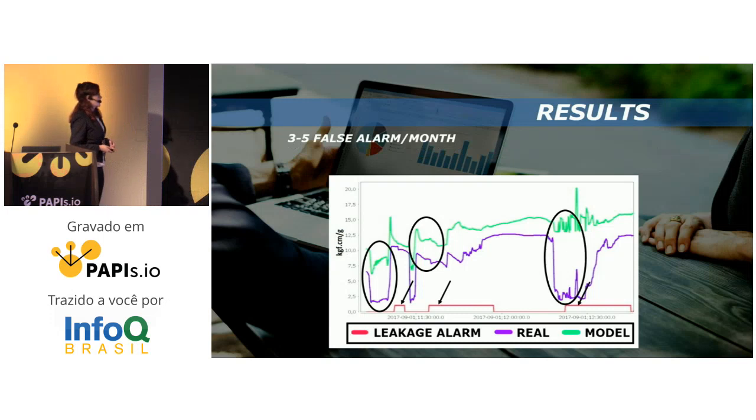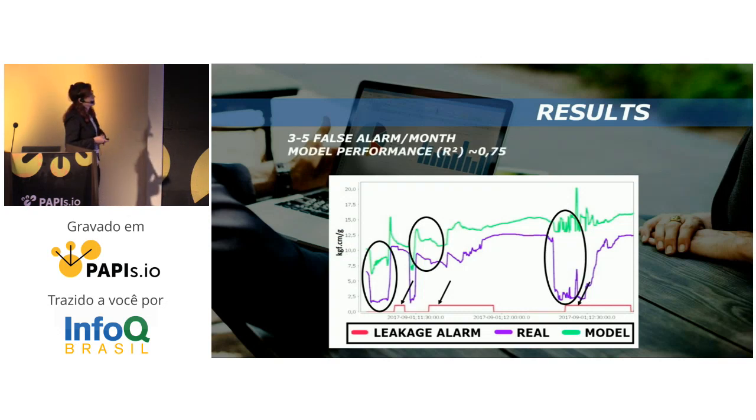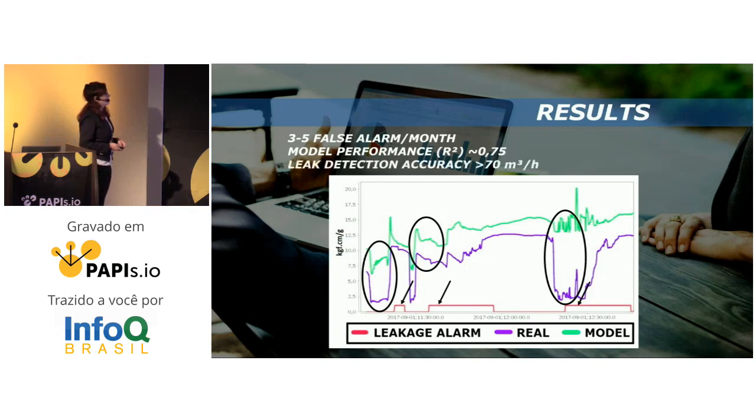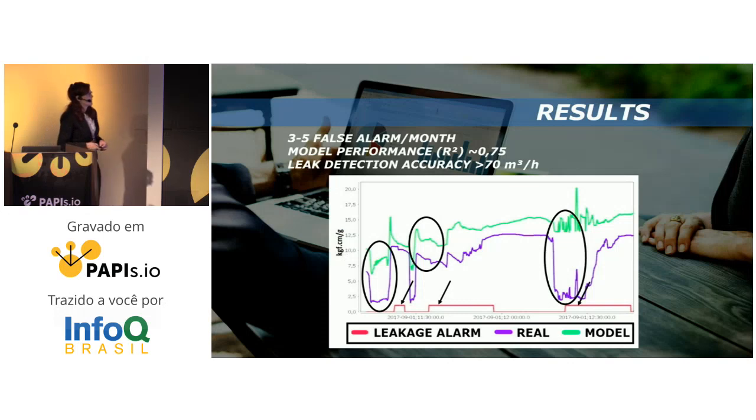So after this leakage test, we could retrain our model and actually adjust this difference that the system interprets as a leakage. We ended up with 3 to 5 false alarms per month, with a model performance of around 0.75 of coefficient of determination. As you can see, it's lower than the first one because we used more generalized data to represent the functioning of the pipeline. And the leak detection accuracy was around 70 cubic meters per hour. So it was less than 10% of the flow that runs inside the pipeline.